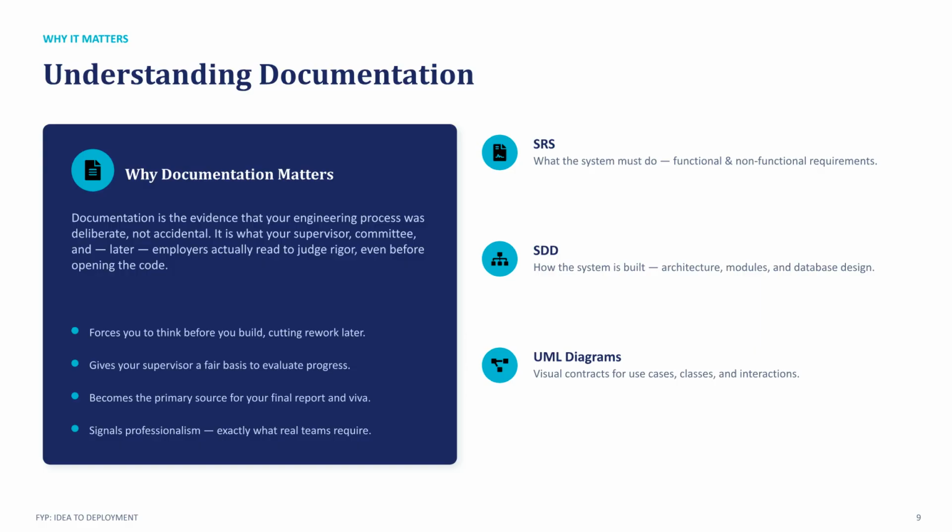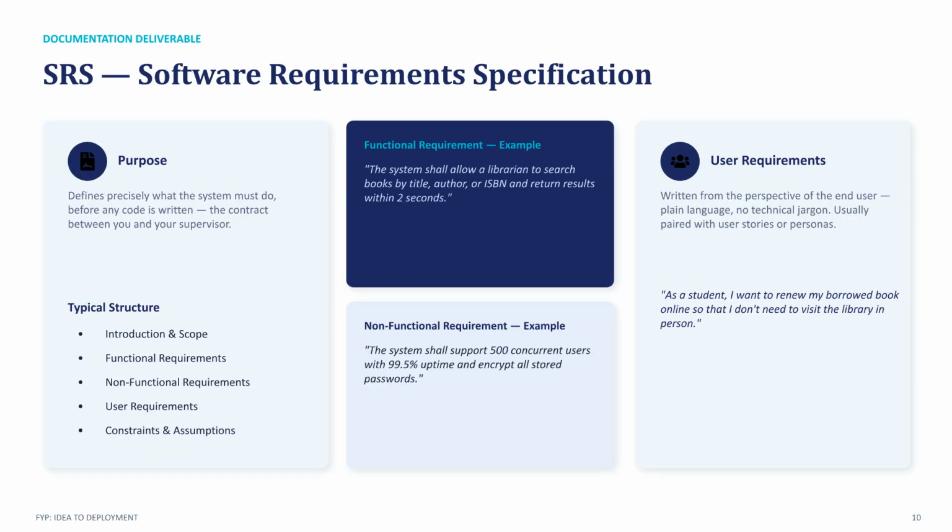Key documents include the SRS, SDD, and various UML diagrams. The Software Requirements Specification, or SRS, is your contract. It defines what your system must do. It categorizes requirements into functional, such as search capabilities, and non-functional, such as performance and security. User requirements add context by focusing on the user's perspective.